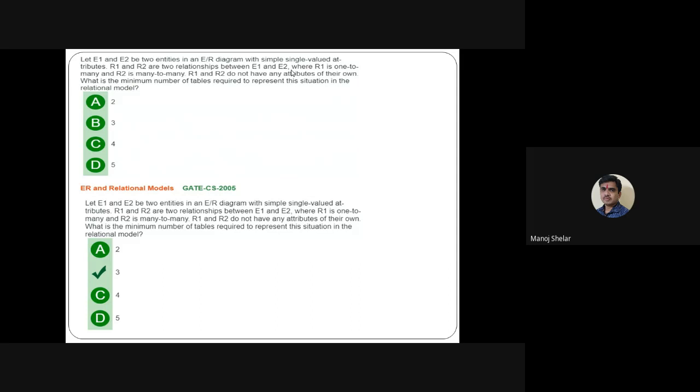So here R1 is a relationship, R2 is a relationship, E1 is an entity, and E2 is an entity. So a separate table for E1, right? One table for E2, and for the R1 and R2 relationships, one table with some attributes of E1 and some attributes of E2. So the total number of tables required here is 3, a minimum of 3 tables: one for E1, one for E2, and one combined table using keys for the relationships. So three is the answer of this question.